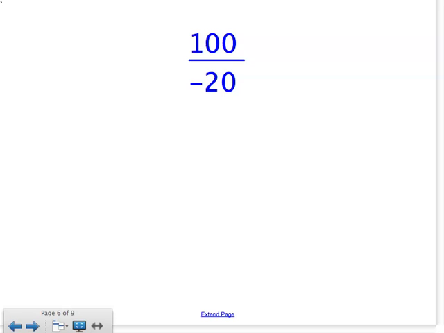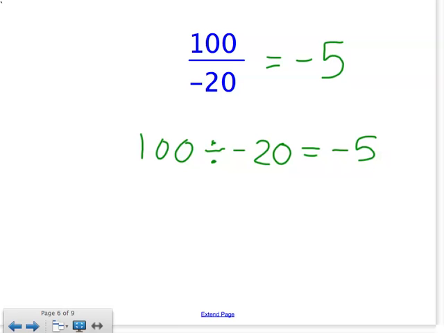All right, on this one, again, we have 100 divided by negative 20. There's one negative, so my answer is going to be negative. And in this case, 20 goes into 100, so I can go ahead and divide that, and I get 5. 100 divided by 20. Some people, again, like to write it out like this. You can if you want. I just don't really see the point. You can go ahead and do it the other way. So the answer is negative 5.